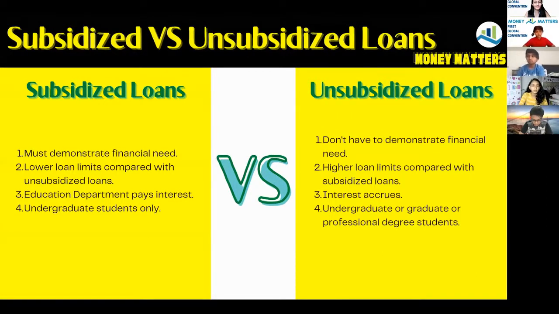Subsidized versus unsubsidized loans. Subsidized loans must demonstrate financial need, but unsubsidized loans don't. Subsidized loans have lower loan limits than unsubsidized loans. For subsidized loans, the education department pays interest, but in unsubsidized loans, the interest accrues. Subsidized loans are for undergraduate students only, but graduate or professional degree students are also allowed to take unsubsidized loans.